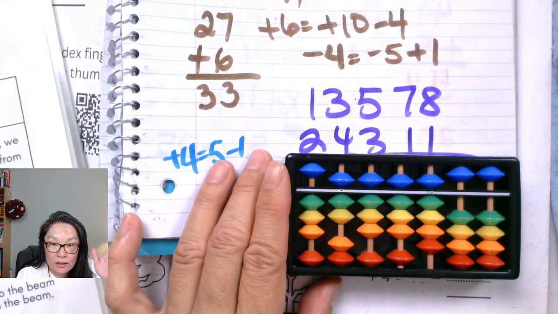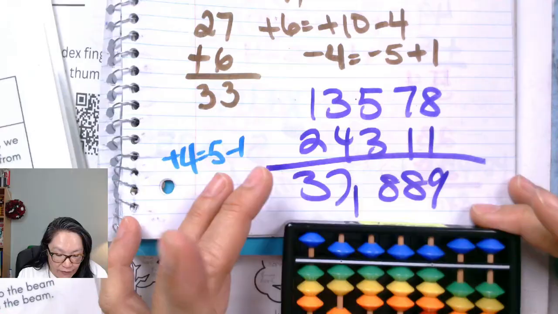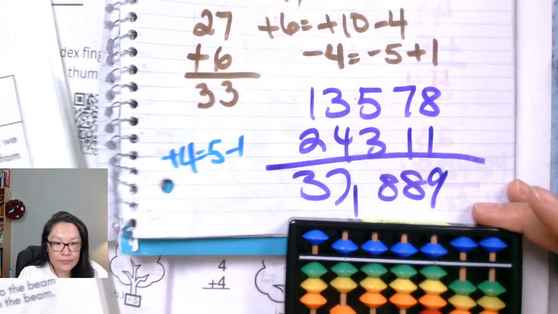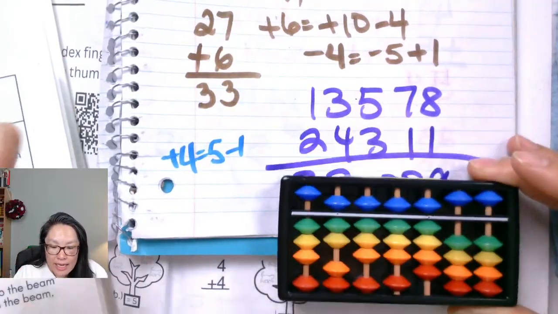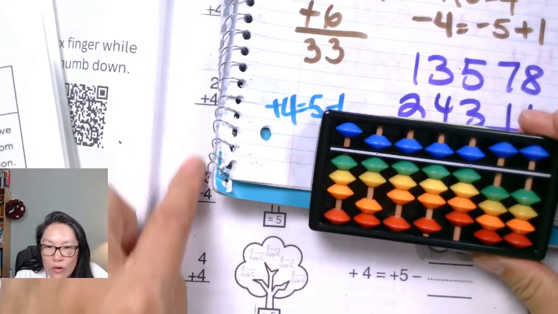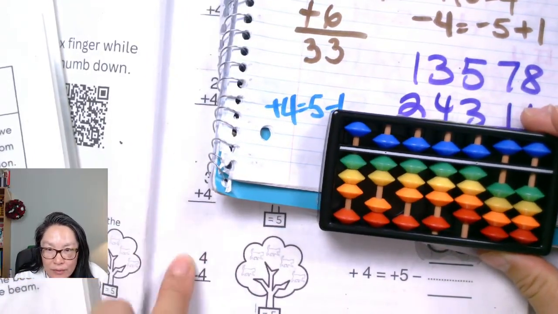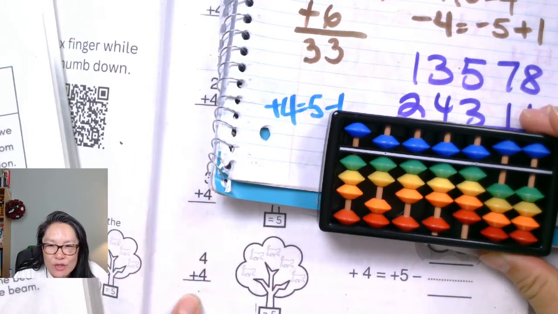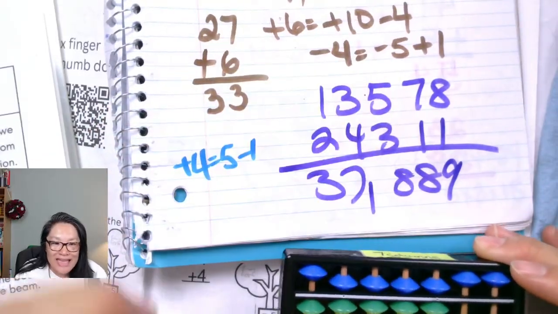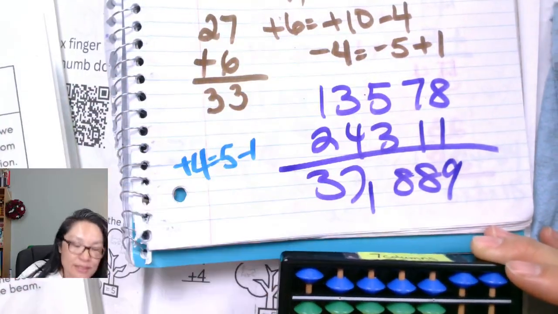So then, what is my final answer? My final answer is 37,889. See? But that's what I'm saying. It's easy to see how overwhelming it can be, right? This is like, why are we doing it? Well, let's take it one step further and let me give you a bigger number. That's why abacus is better.